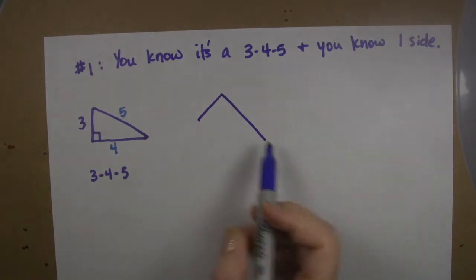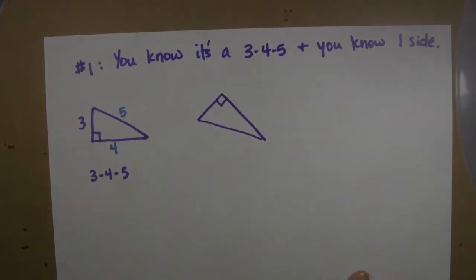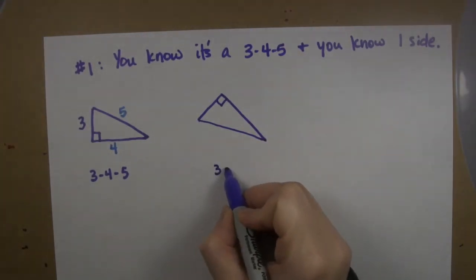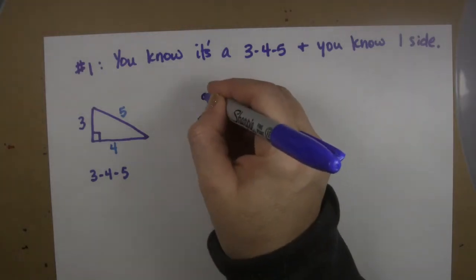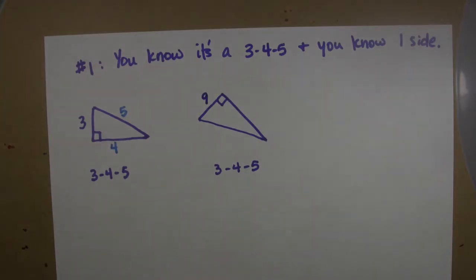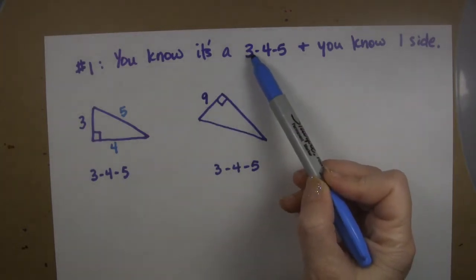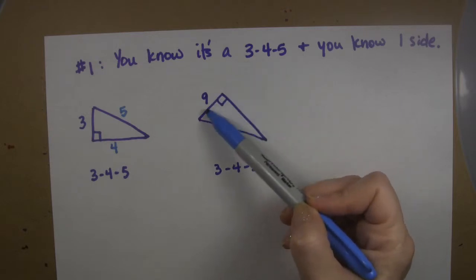Being a little tricky here with my orientation of my triangle. But let's say that we know that this is a 3, 4, 5 triangle. And we know, for instance, that this side here is a 9. Can you figure out the other 2 sides? Well, I would hope so. This is the short side, right? So normally it would be a 3 in our most simple of the 3, 4, 5 triangles.